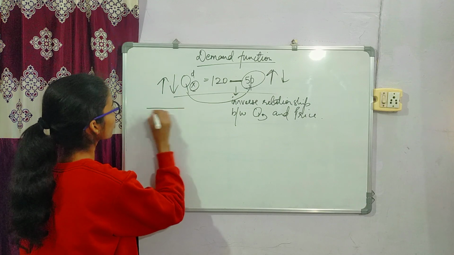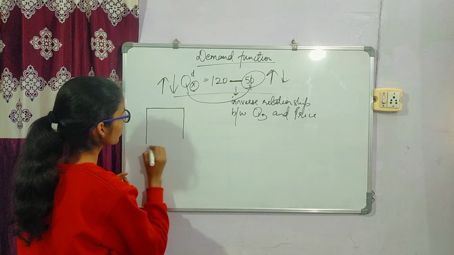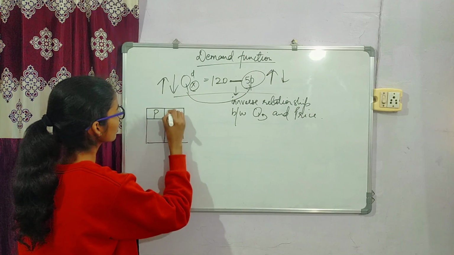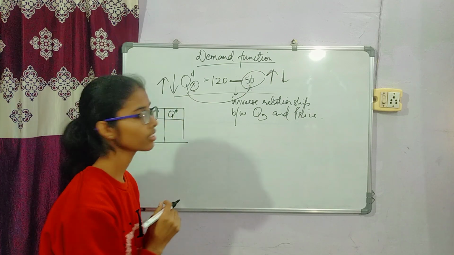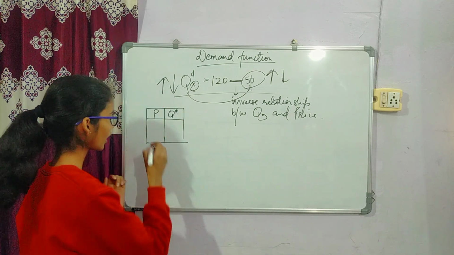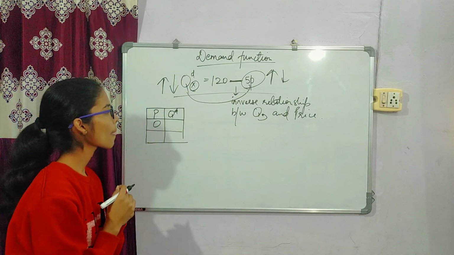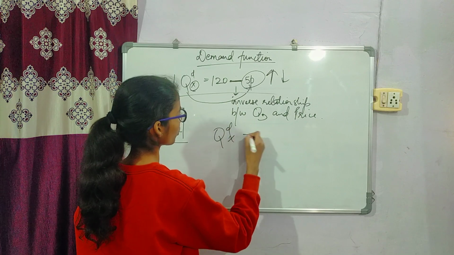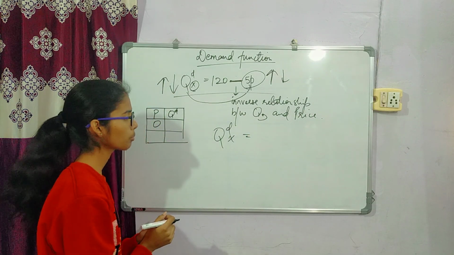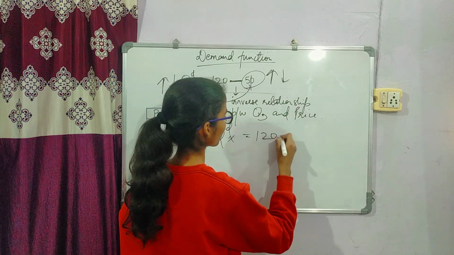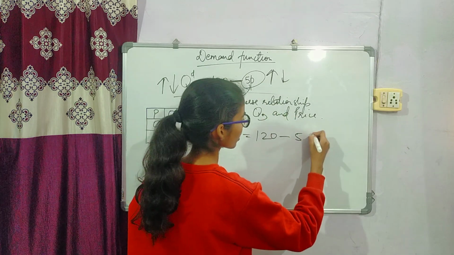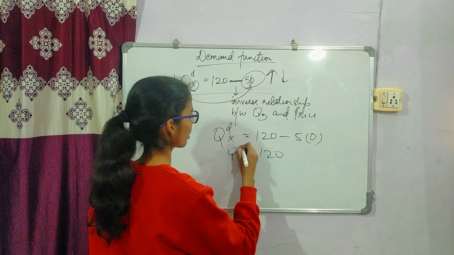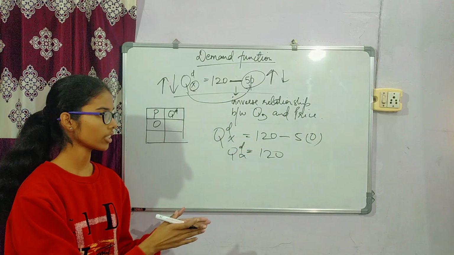To plot that equation on a graph, we need 2 points. We have to find price and quantity demanded. So let's first take price as 0. This is the quantity demanded of a particular commodity X, where we take 120. Price we take as 0, so we have 120 as quantity demanded.